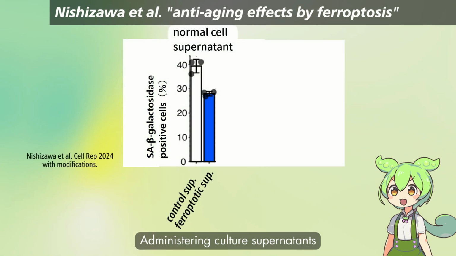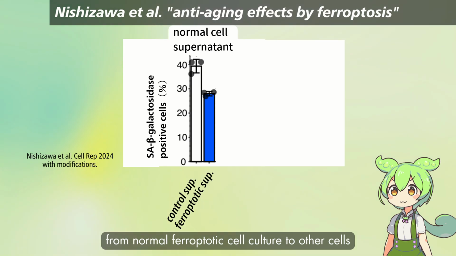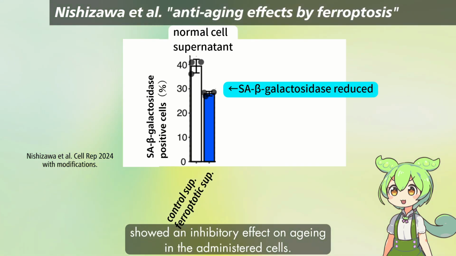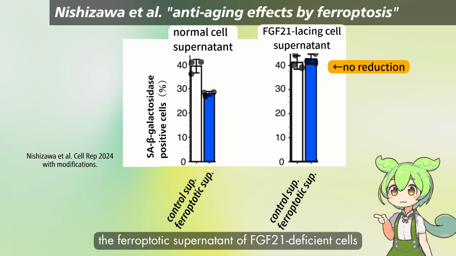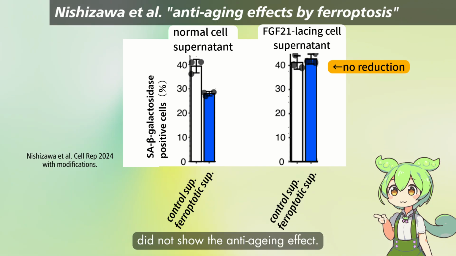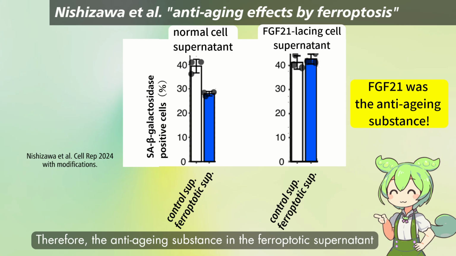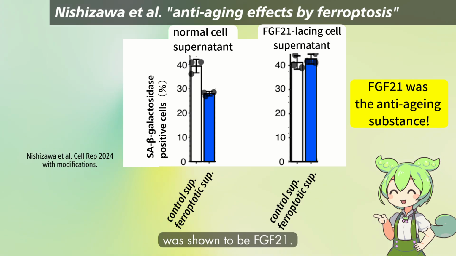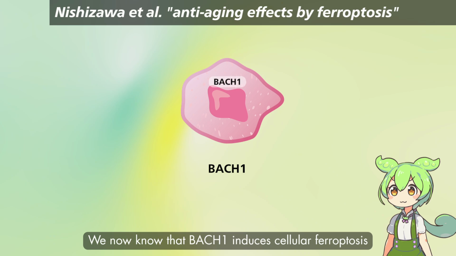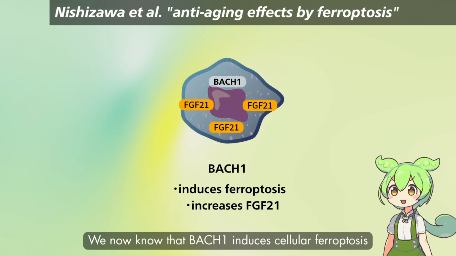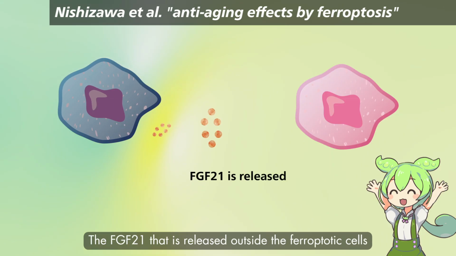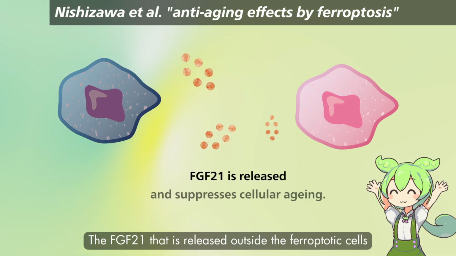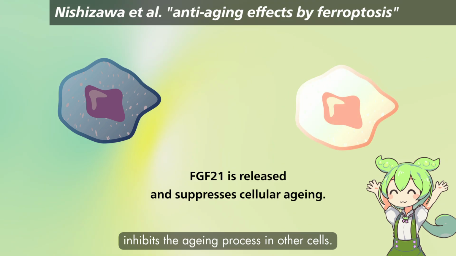Administering culture supernatants from normal ferroptotic cell culture to other cells showed an inhibitory effect on aging in the administered cells. On the other hand, as expected, the ferroptotic supernatant of FGF21 deficient cells did not show the anti-aging effect. Therefore, the anti-aging substance in the ferroptotic supernatant was shown to be FGF21. We now know that BACH1 induces cellular ferroptosis and increases the amount of FGF21 in cells. The FGF21 that is released outside the ferroptotic cells inhibits the aging process in other cells.